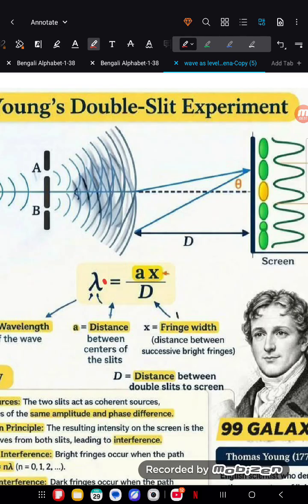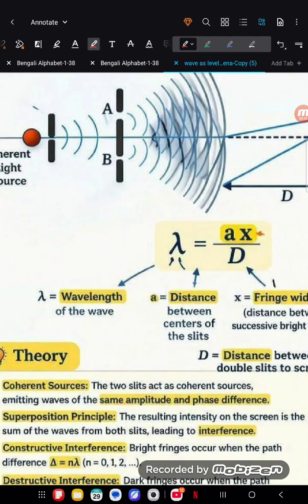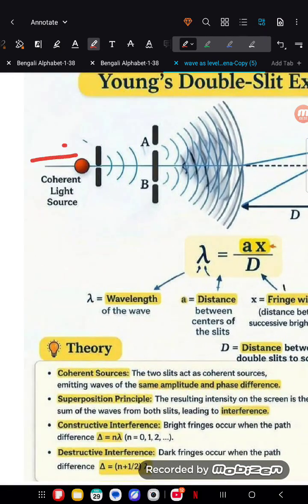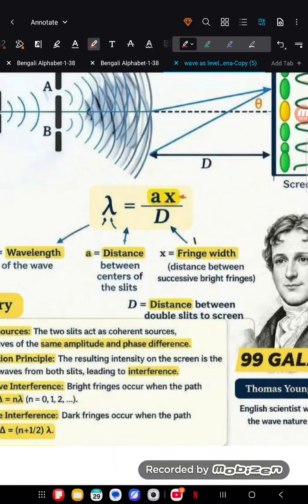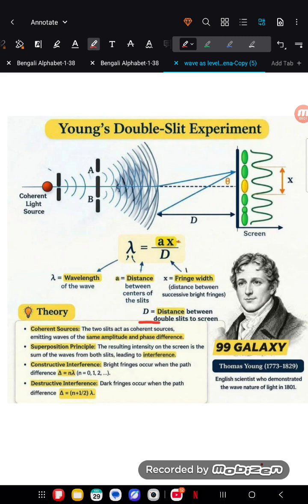Then here the wavelength, obviously they will give you. Now big D means this distance, the distance between the double slit and the screen. This is the big D.